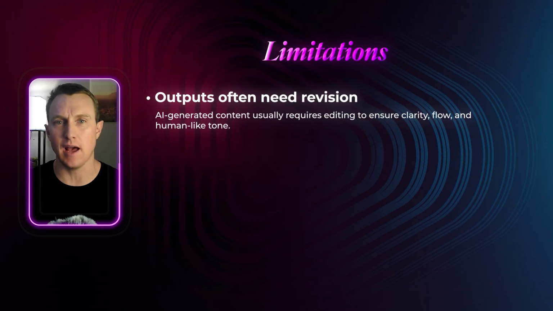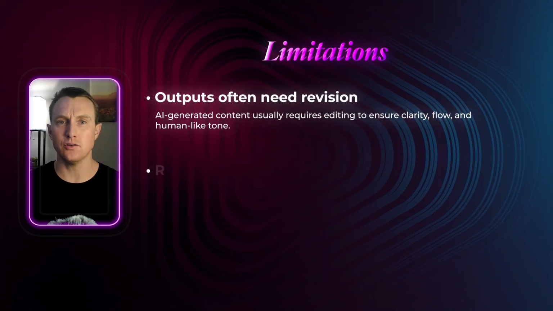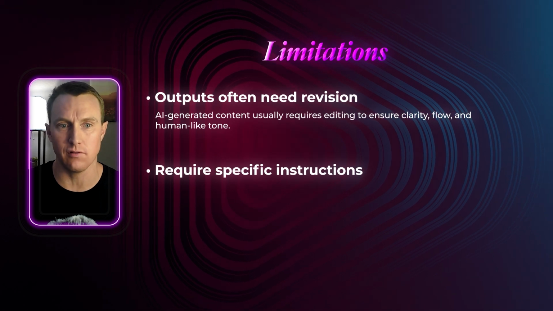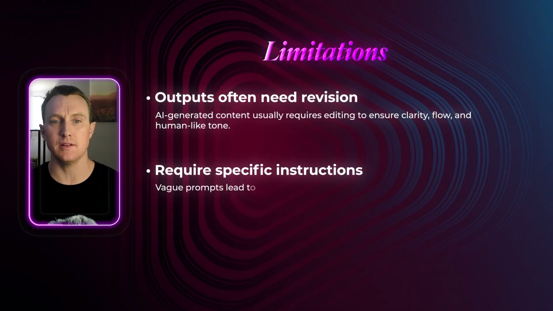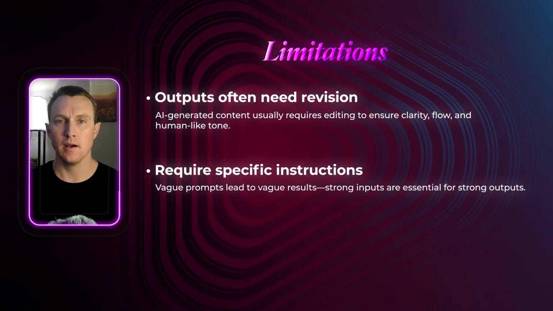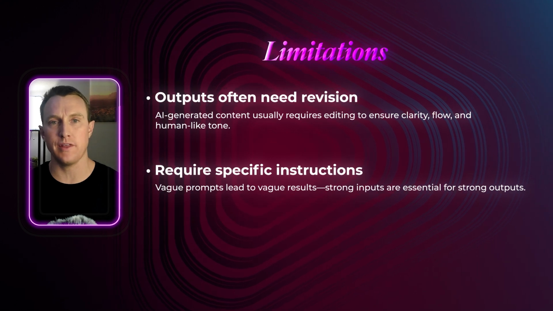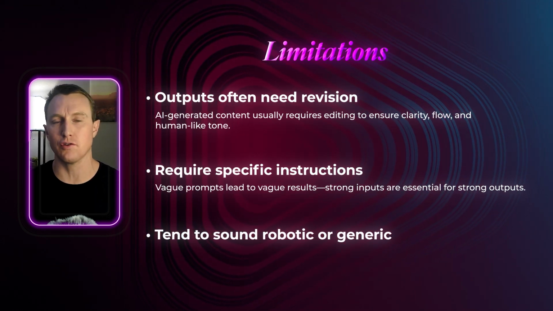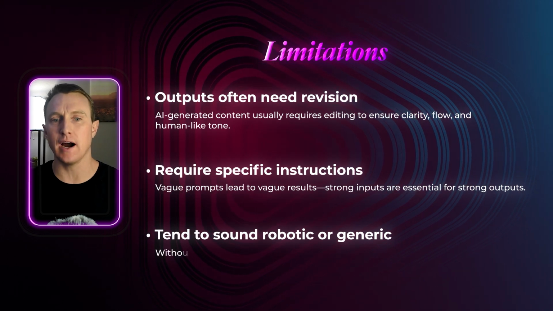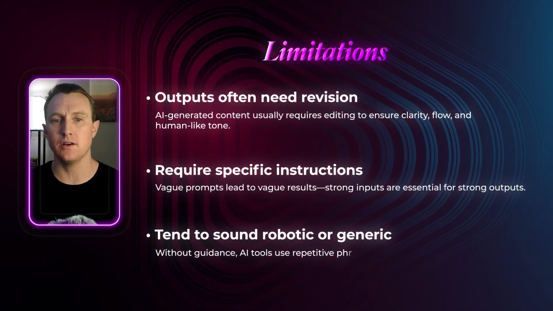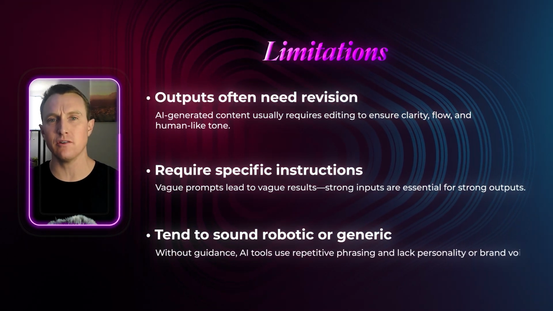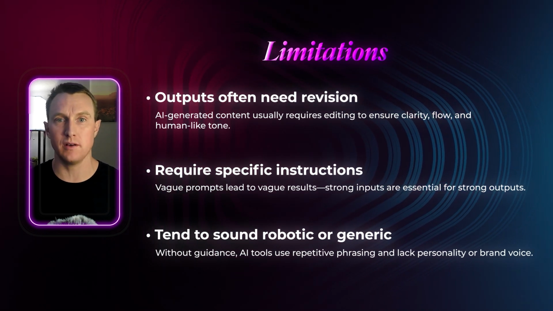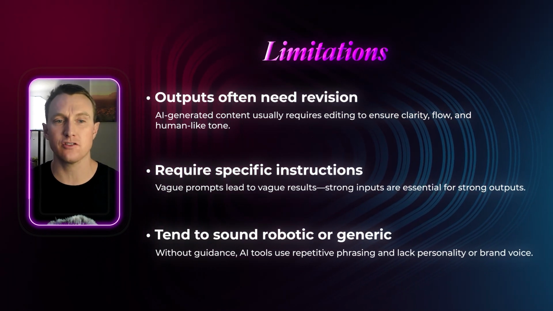And that brings us to our next limitation, which is AI tools need specific instructions in order for you to get the results that you're looking for, because vague prompts lead to vague results. And the next limitation is that without specific instructions, you're going to get content that sounds robotic or generic. Without guidance, AI tools are going to use repetitive phrasing and generally lack personality and, most importantly, your brand voice or your personal touch on things.